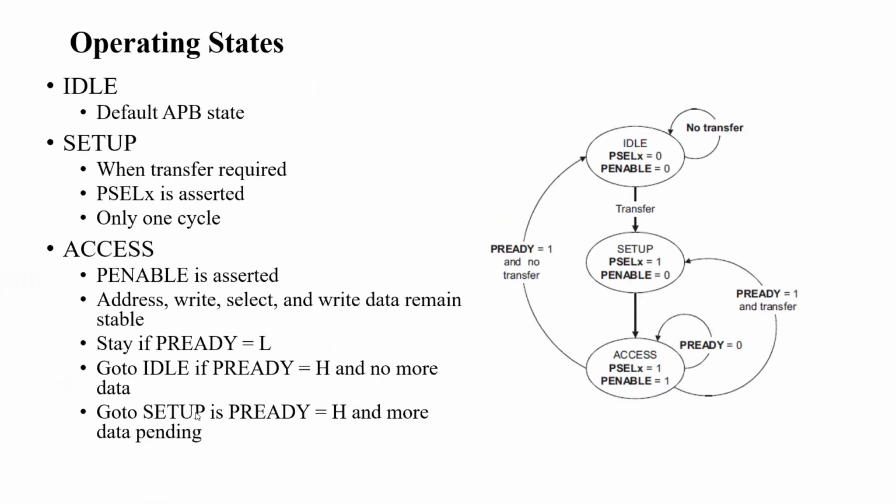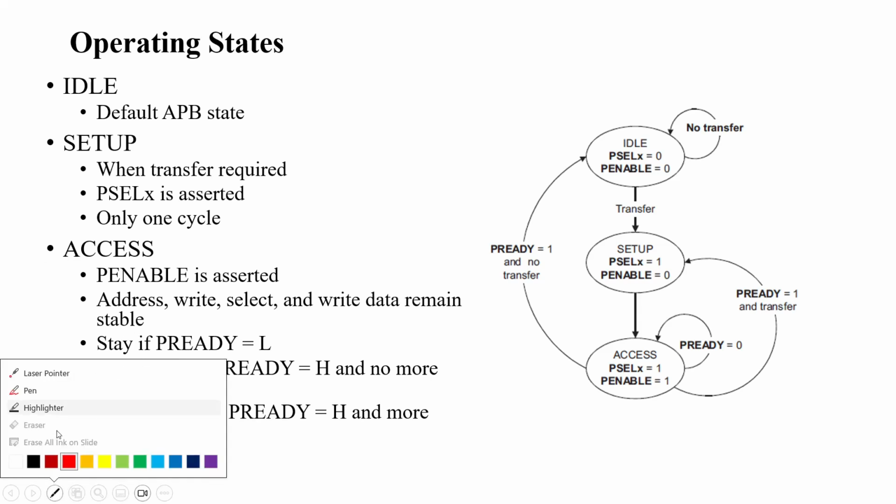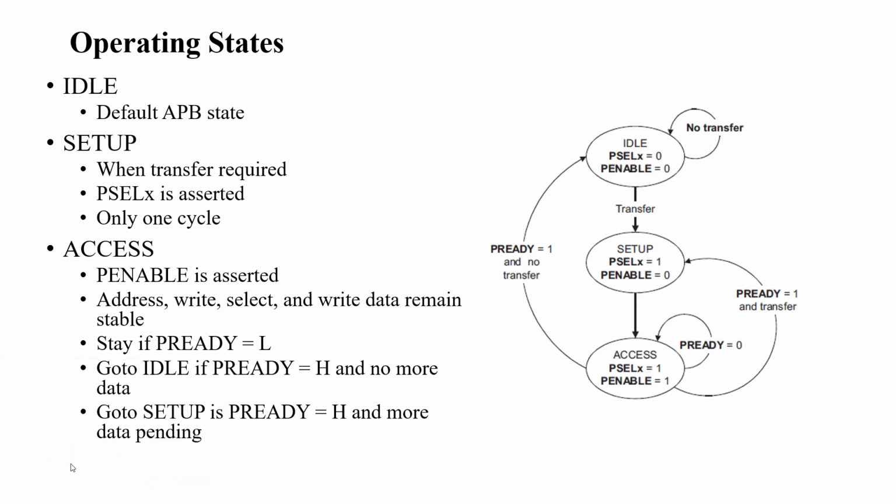Idle state, setup state, and then access state. These are also called phases, we need to mention. So idle phase, setup phase, and access phase. The default phase is the idle phase. In the APB protocol, in the idle phase, what are the signals we are maintaining? The PSELECT signal and PENABLE signal should be 0. There is no transfer happening during the idle state.